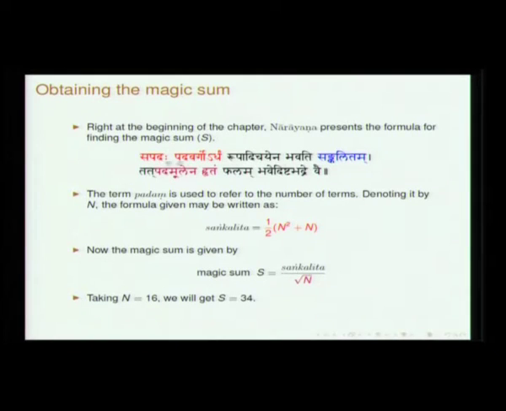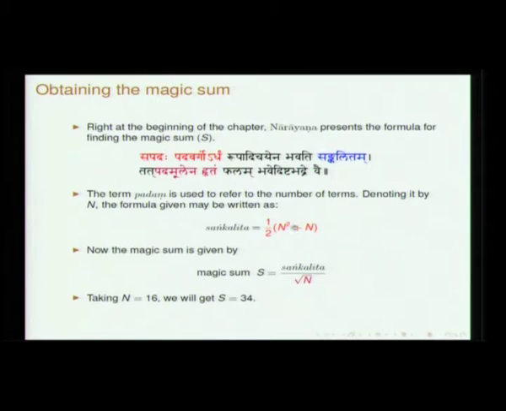Right at the beginning, he also gives certain verses: Sapadah Padavargordham Rupadi Chayena Bhavati Sankalitam Tat Padamulena Hritam Phalam Bhaved Ishta Bhadre Vai. So he basically says what the magic sum will be. The word Padam has to be understood as Gacha, the number of terms, the number of elements which go in filling the square. Sometimes they use the word Pada, sometimes Gacha, to refer to the number of terms in the arithmetic sequence. Padavarga refers to n square and Ardham is half of that.